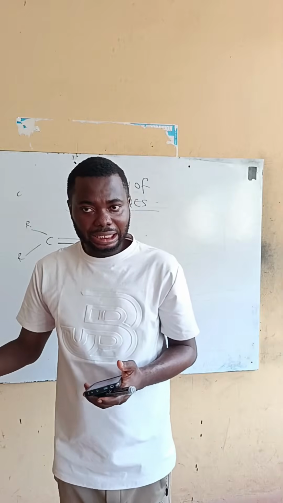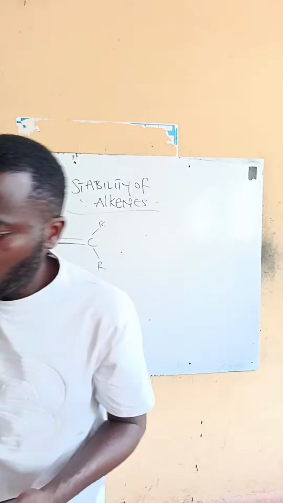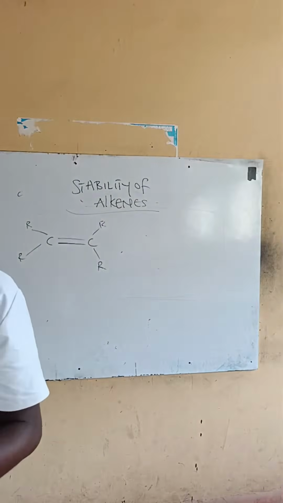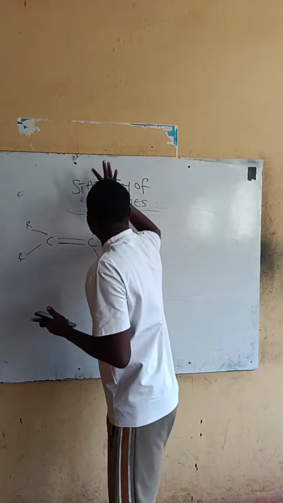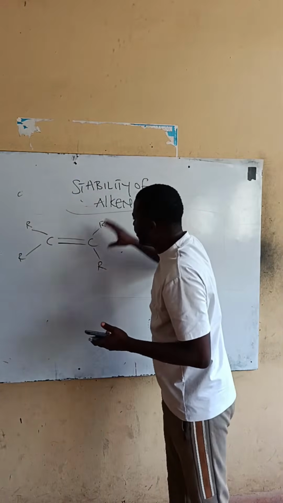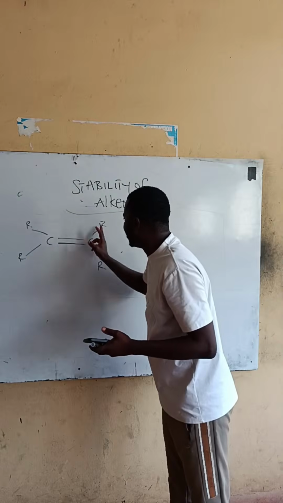Is that clear? Now we are going to attempt a question from your pack. So be ready. I don't know if some of you have your past question yet, but I'll try to see what we can do. Now, if your alkene will be stable, it will have more alkyl groups.